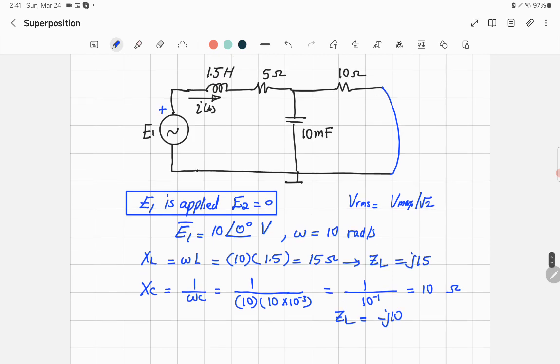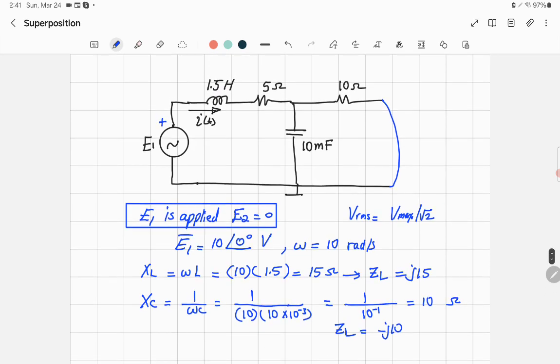So I already found the values, so I'm going to replace them. That's XL, and that's ZL: j15, that's for the inductor, and for the capacitor, minus j10 ohm, of course. I'm going to solve this circuit.